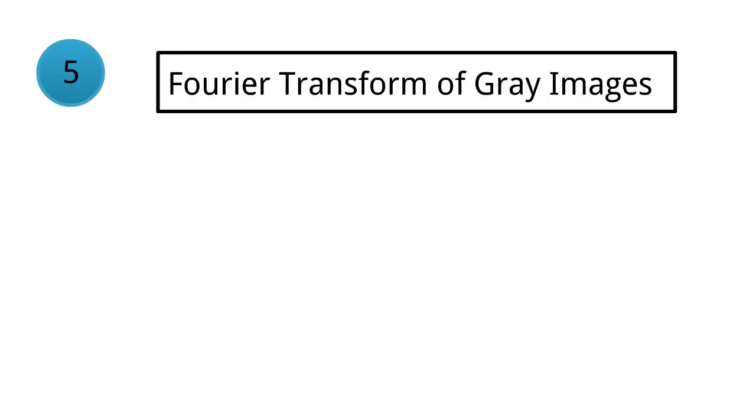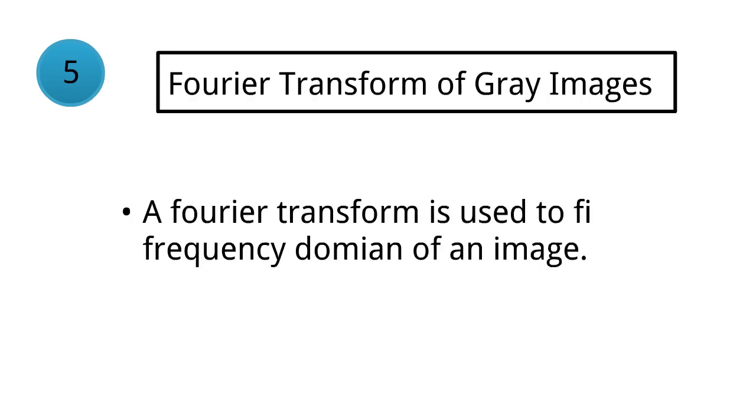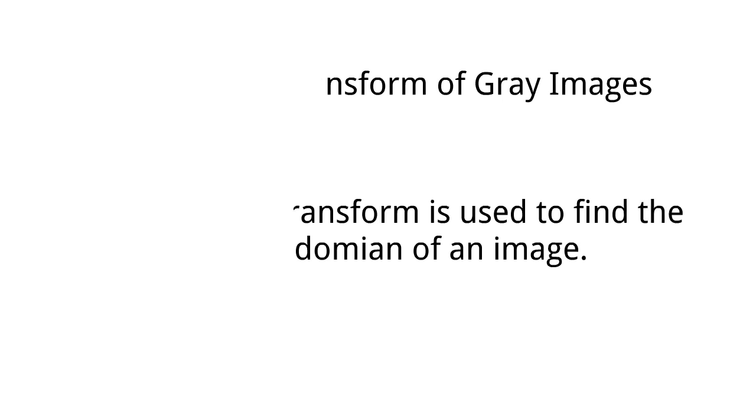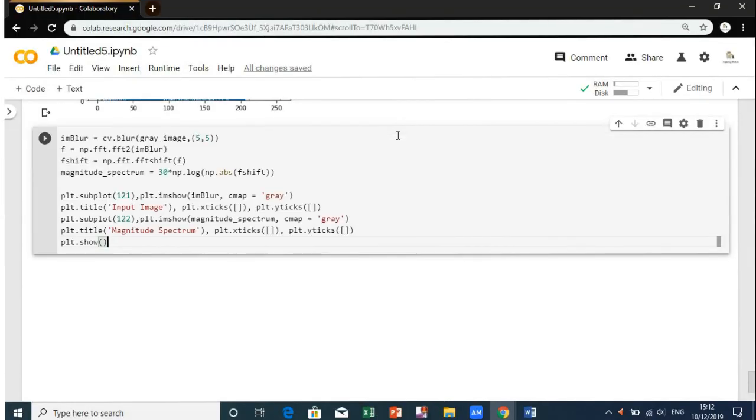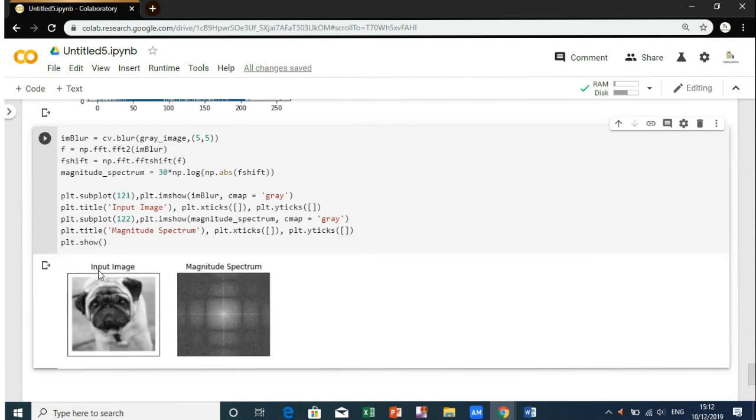Step 5, Fourier transform of gray images. A Fourier transform is used to find the frequency domain of an image. Let's move on with the code. It blurs the grayscale image by a Gaussian filter with kernel size of 10 and transforms the image to frequency domain.